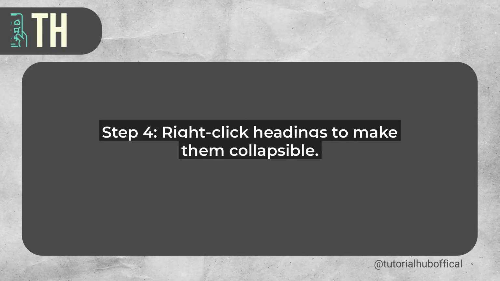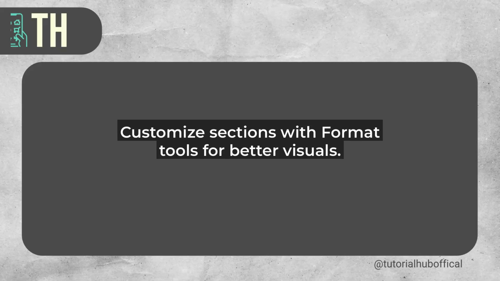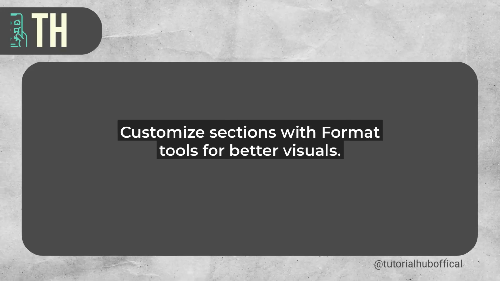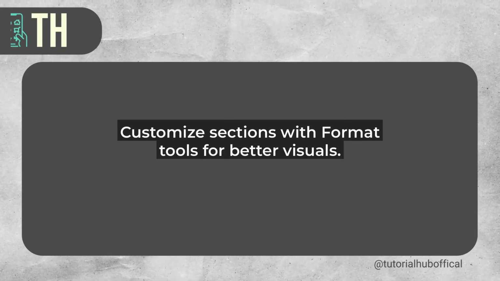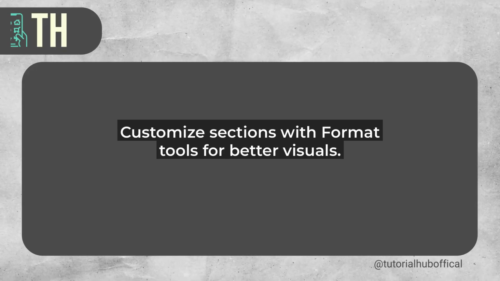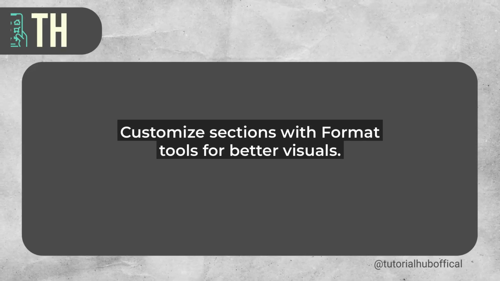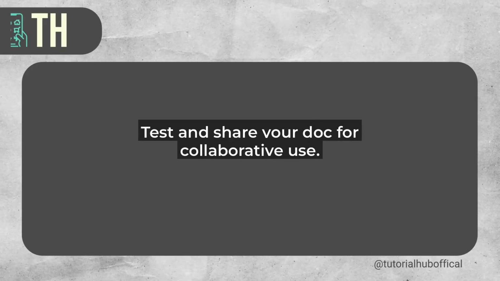Once you've set it up, test it out. Click the arrow next to a heading to collapse or expand the section. It's that simple. Pro tip: if you're collaborating, make sure to share your doc and let others know about these collapsible elements to avoid confusion. There you have it. Collapsible sections made easy. This feature will save you tons of time and keep your docs looking professional.